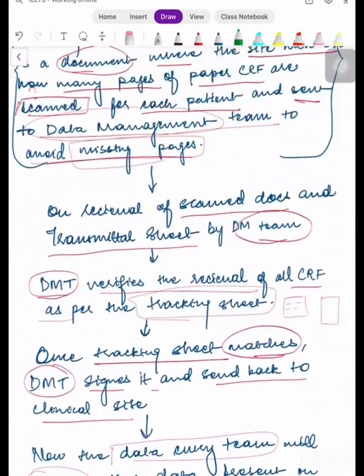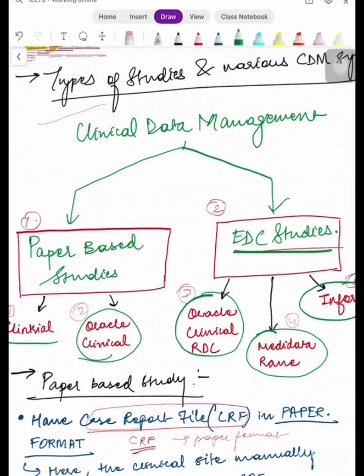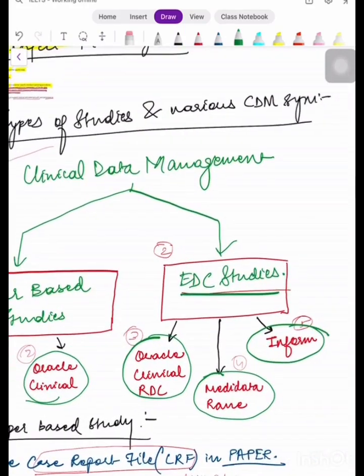So these are types of studies and various CDM systems.